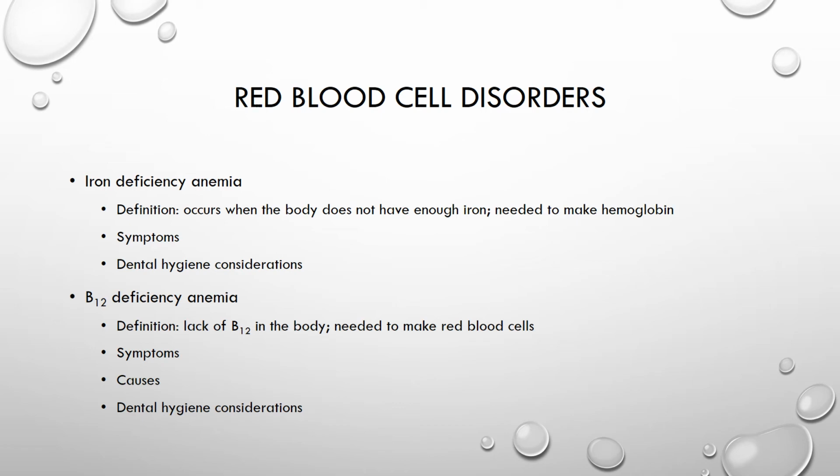B12 deficiency anemia is just as it sounds, a lack of B12 in the body needed to make red blood cells. Symptoms can be confusion, diarrhea, loss of appetite, shortness of breath. Causes could be abdominal surgery, celiac disease, Crohn's disease, or alcoholism. And remember that dietary analysis and education is priority. This patient may actually need to be treated with vitamin B12 injections.